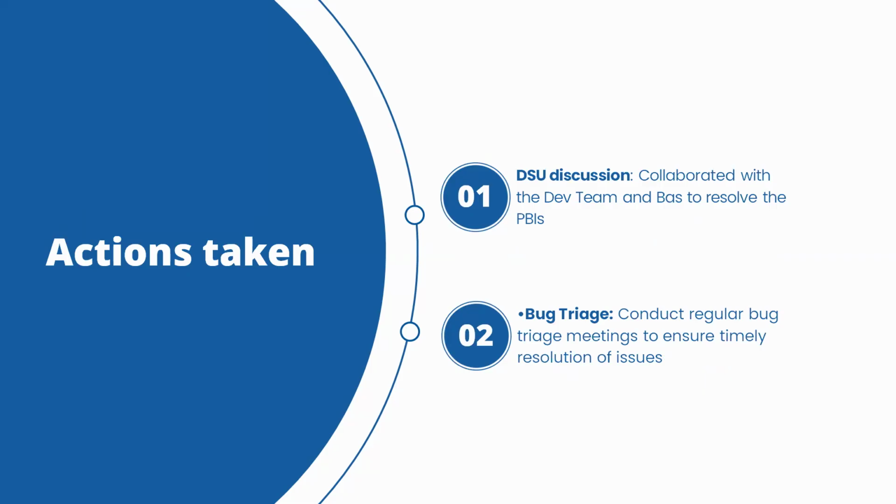Actions taken. Like I said earlier, we had some challenges and we decided to raise this during the daily stand-up. So going forward, we'll be collaborating even closer with our developers as well as the BAs to resolve any failed tests or any bugs that we've raised. Secondly is how we triage our bugs going forward. There needs to be effective communication.